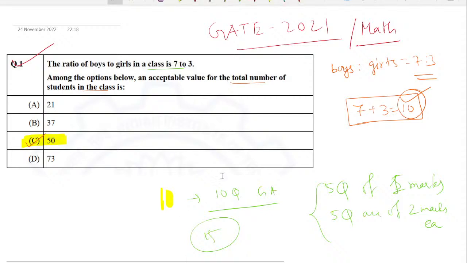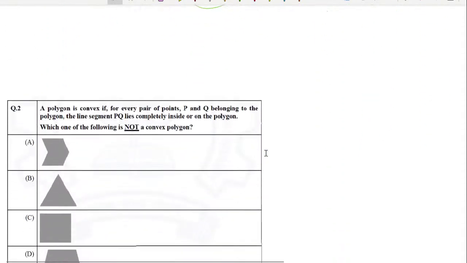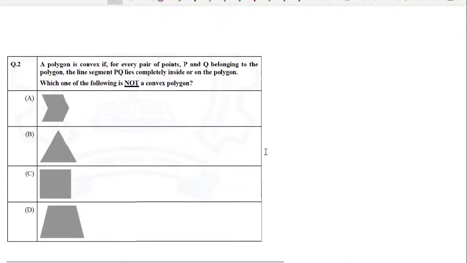Okay, so the role of the general aptitude section in the GATE exam is very important. Because we all know that the GATE qualifying marks or cut-off marks generally vary between 25 and 30, and the total marks in general aptitude is 15. So this carries a very important role in qualifying the GATE exam. Okay, now we go to question number 2 here.